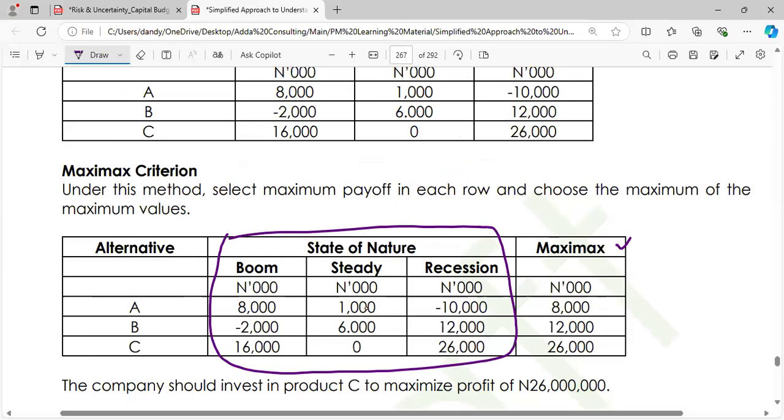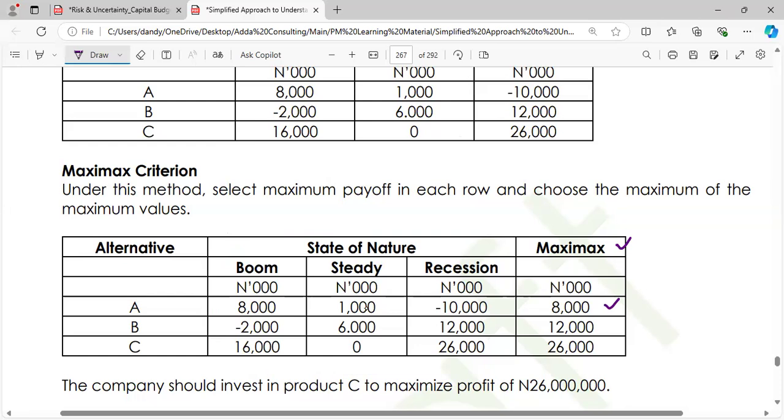We have 8,000 for alternative A. You have 8,000, then 1,000, then also minus 10,000. 8,000 is the highest. That's why we selected 8,000. Under alternative B, okay, let me clean this.